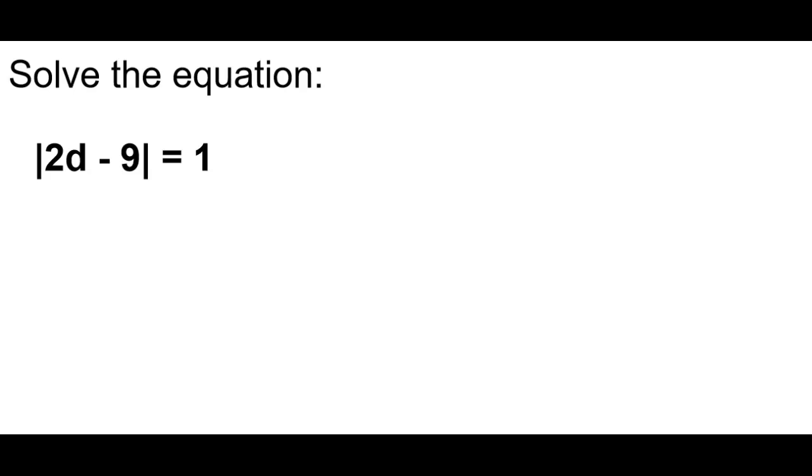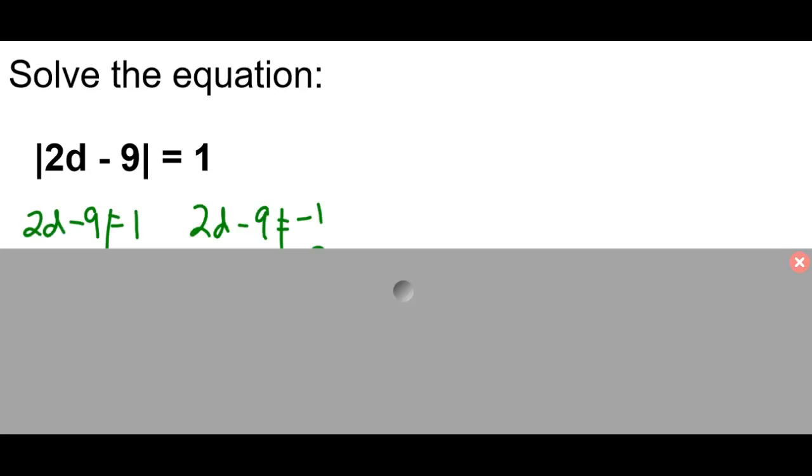So when we look at the absolute value of 2 times d minus 9 is equal to 1, I am hoping that you know your first step. What is your first step? It is to rewrite them. You're going to rewrite that so it's equal to 1 and so that it's equal to -1.